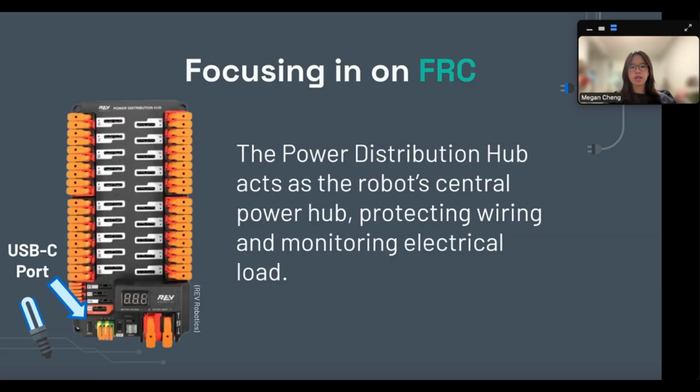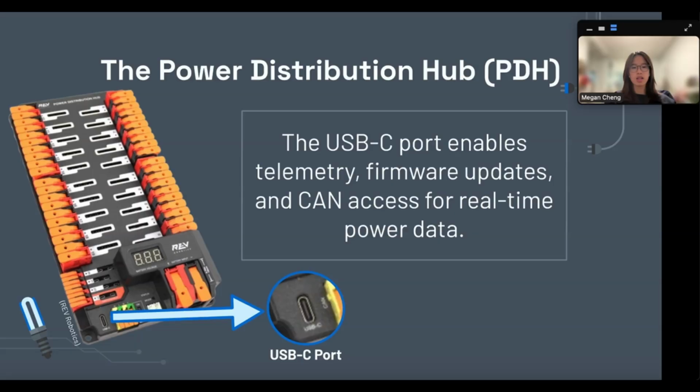The telemetry data includes bus voltage, total current draw, total power and energy consumption, individual channel currents, temperature, and channel status. You can get all this data from the USB-C port on the PDH.